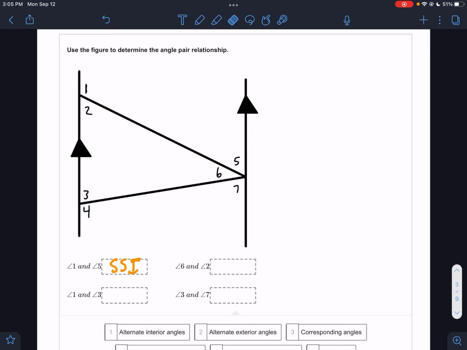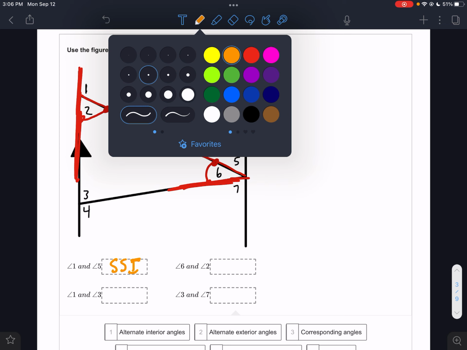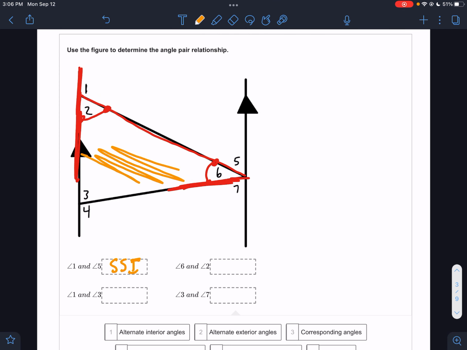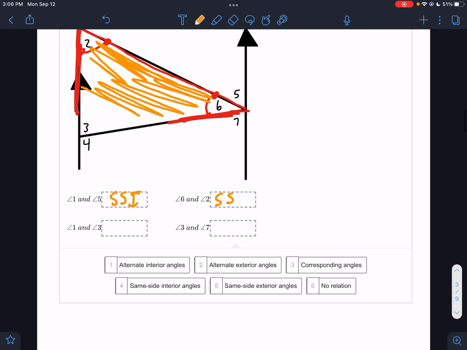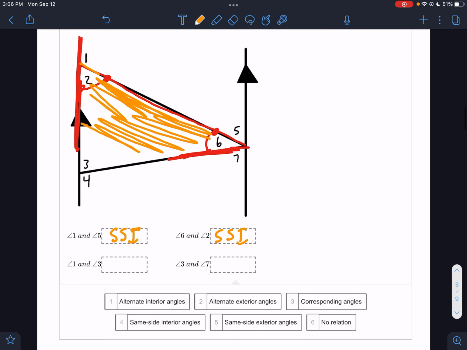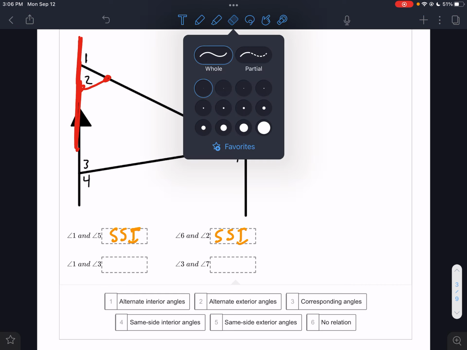All right, let's go to the next one. The next one is angle 6. Trace angle 6. And angle 2, trace angle 2. So here's the transversal for 6 and 2. This is the other line for 2. This is the other line for 6. Okay, a little bit more confusing perhaps. But as you can see, they're still in between. That's still inside, and they're on the same side of the transversal. So that is another SSI. If you remember, this was the transversal here. They were on the same side of that. All right, we're killing it so far.